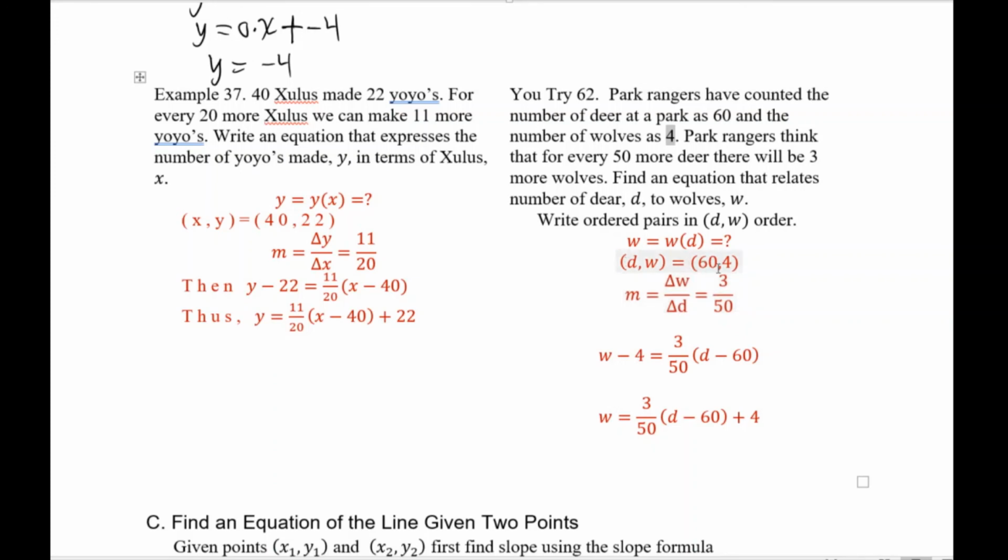Using this point, 60 comma 4, and this slope, we can now solve or write the formula for this relationship. And it would be w minus 4 equals 3 over 50 times d minus 60. And we can solve for w if we choose.